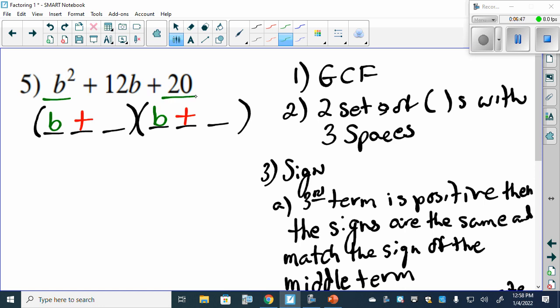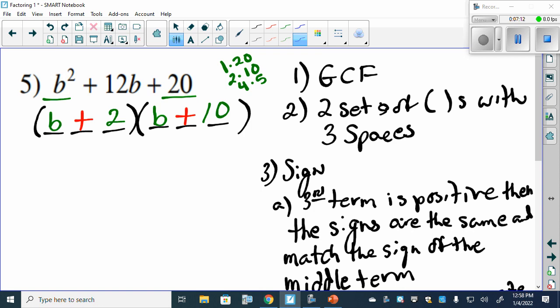Now, our third term is 20. The factors of 20 are 1 and 20, 10 and 2, 4 and 5. So we can use 2 and 10, plug those in first. And our last main step is to check it to make sure we do have the correct set of factors.